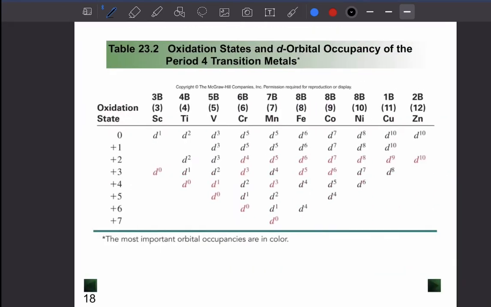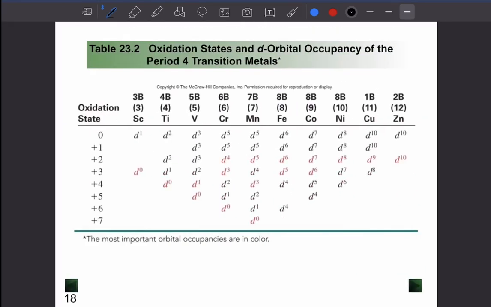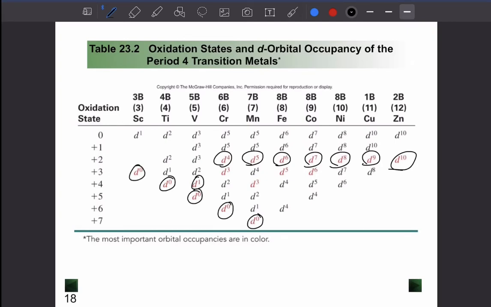So these are some common oxidation states. The ones that you see in red are the common, stable oxidation states. If you look at the elements, the one that has more oxidation states than the others is manganese. So manganese has the highest number of oxidation states.